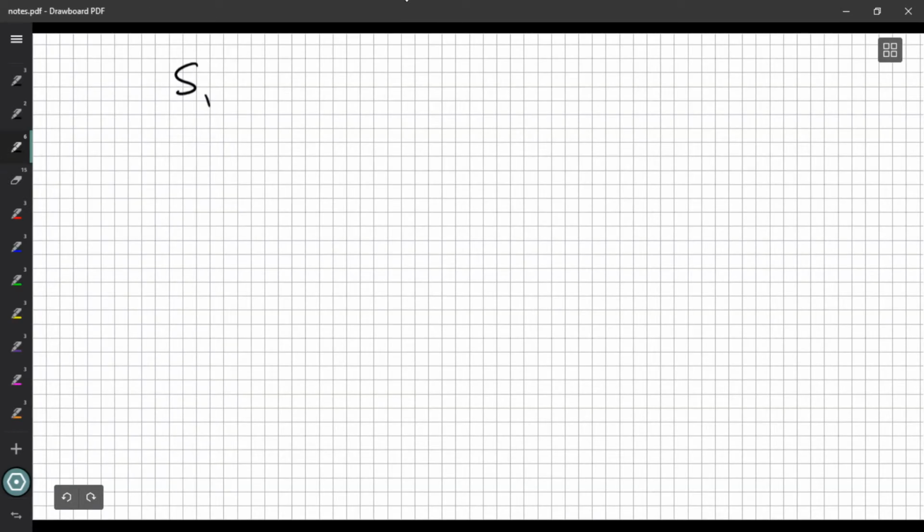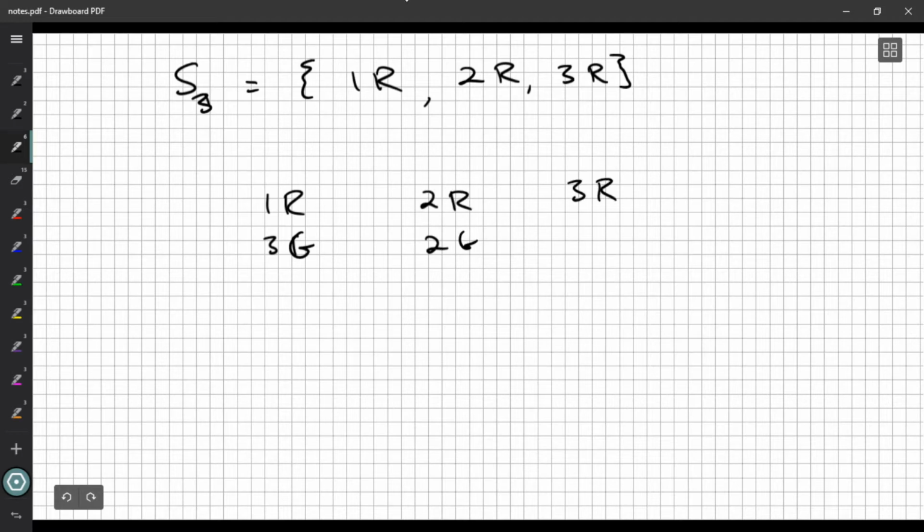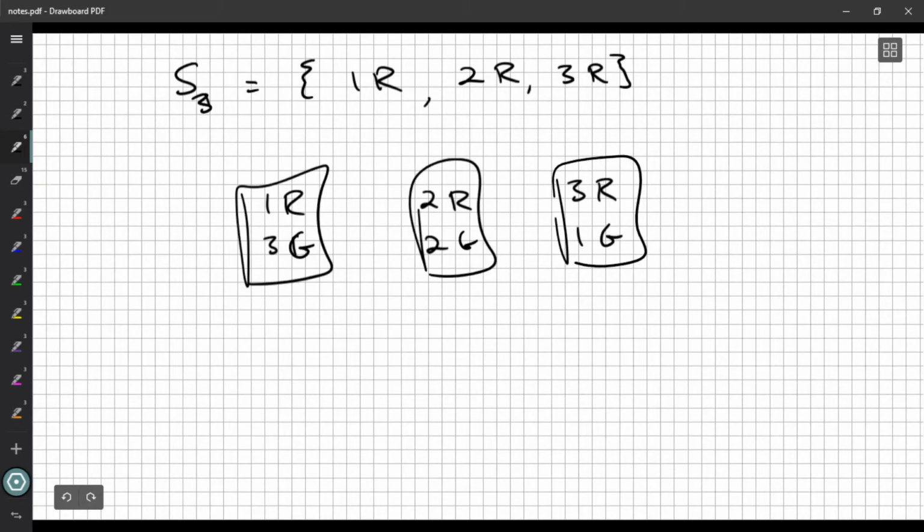So, S3 here is 1 red, or 2 reds, or 3 reds. So we're concerned with the number of reds. If you have 1 red and 3 green, we can trot out the same results that we've had for the last few. If we look at that, we get a nice, perfect sort of matchup. Every outcome is represented by a sample point, and no outcome is represented by multiple different sample points. So yes, this is a sample space.